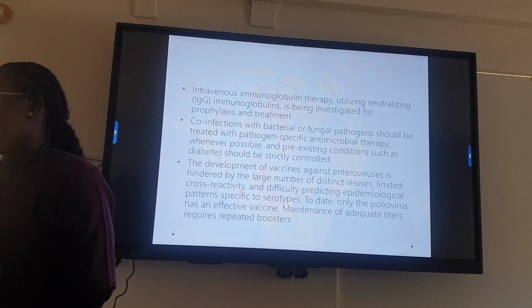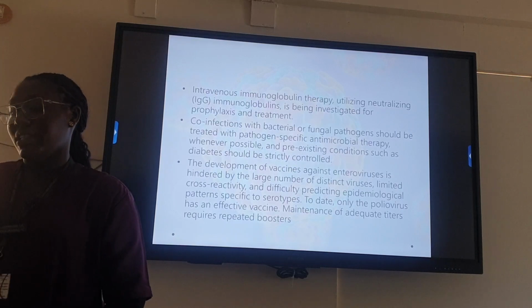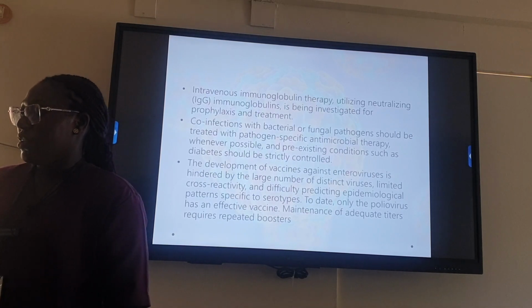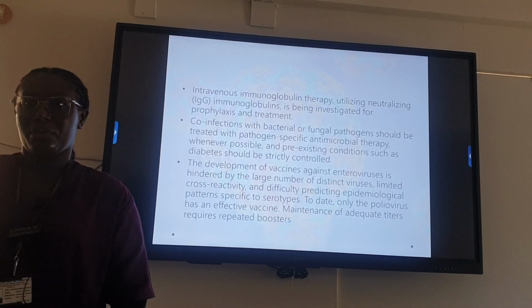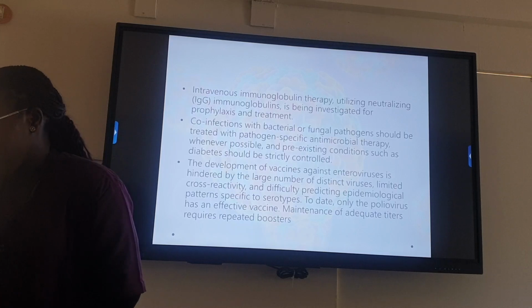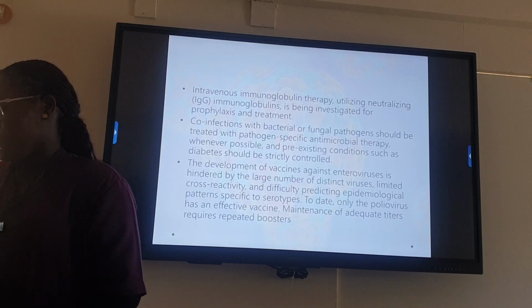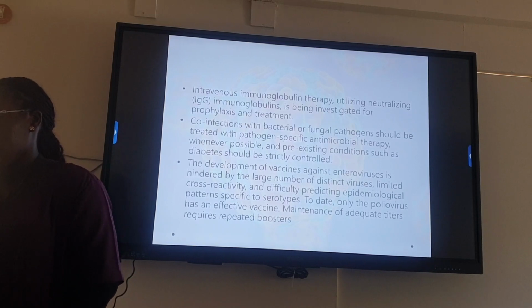Intravenous immunoglobulin therapy, utilizing neutralizing immunoglobulin, is being investigated for prophylaxis and treatment. Co-infections with bacterial or fungal pathogens should be treated with pathogen-specific antimicrobial therapy. The development of vaccines against enteroviruses is hindered by a large number of distinct viruses, limited cross-reactivity, and difficult prediction of epidemiological patterns.